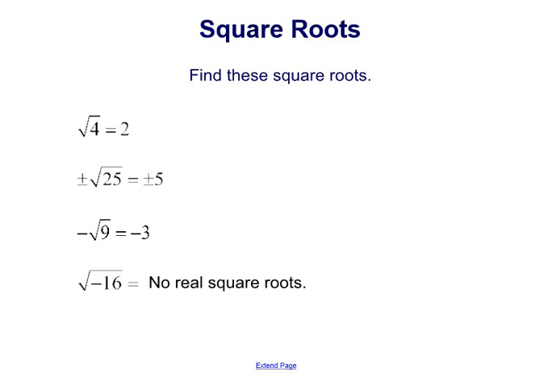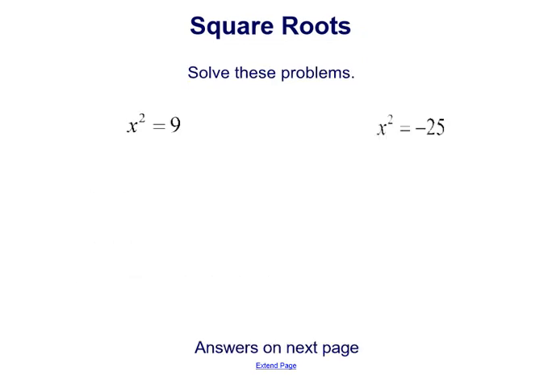Well, the square root of 4 is just positive 2. Plus or minus the square root of 25 is plus or minus 5. It's both the positive and negative answers. Negative square root of 9 is equal to negative 3, the negative square root. And the square root of negative 16, when that negative is inside or under the square root, our answer is that there is no real square root.